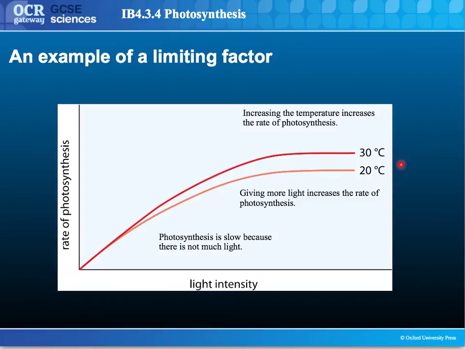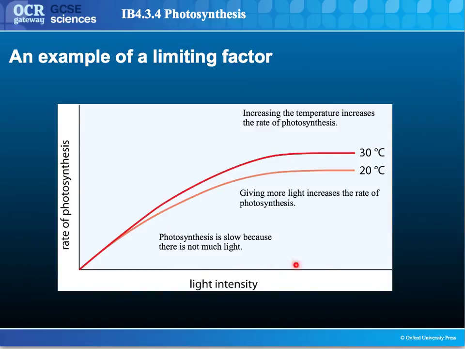We can see that these two lines have got different temperatures. This one here that levels off first is 20 degrees Celsius, and this one here that is steeper and levels off later is 30 degrees Celsius. So we can see here that if light intensity is high and the temperature is higher, we'll get a higher rate of photosynthesis. In this instance, any higher temperature, if you get too high, it will denature the enzymes.